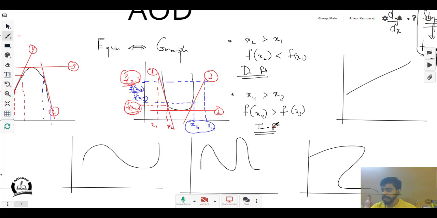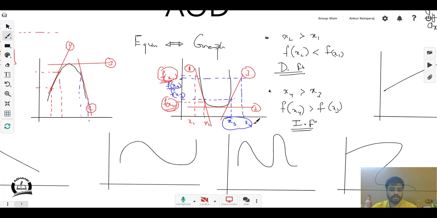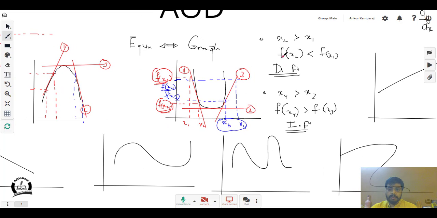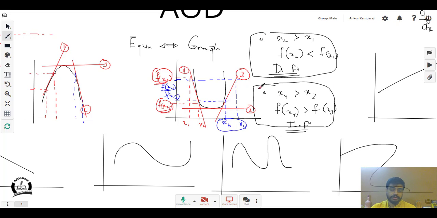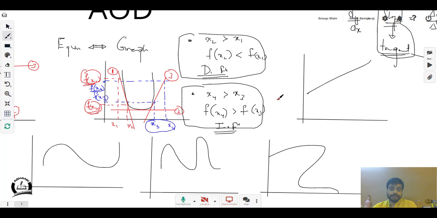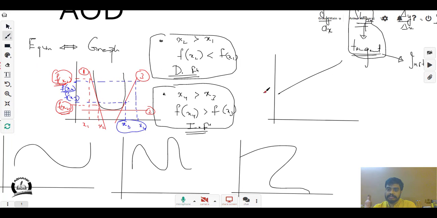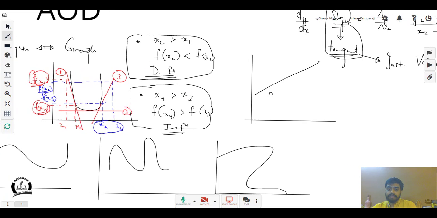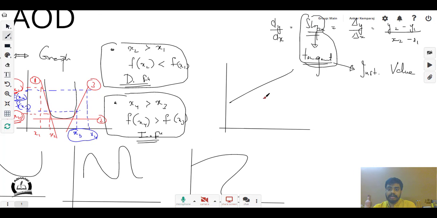Right, now this is how we get to know when an equation would be increasing and when an equation would be decreasing. Next, let's take a look at the third graph. A third graph, on the other hand, if you take a look at it, it is always increasing.